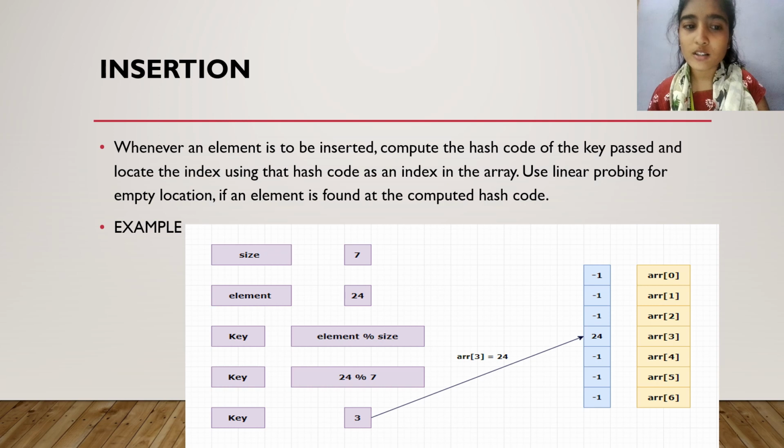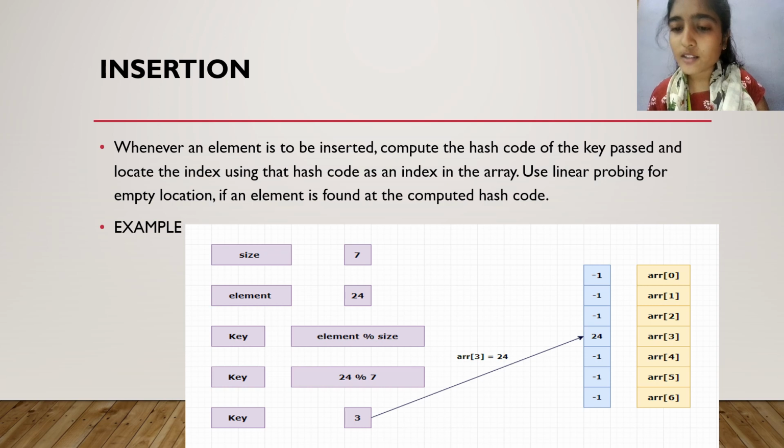So this is called insertion, and we have mentioned one example here, in which we have declared the size of the array as 7 and the element which we are going to insert in the array is 24. So the key we have found is 3. We have discussed the formula of the key also, element modulus size. So key equals 3, and I have said that index equals key.